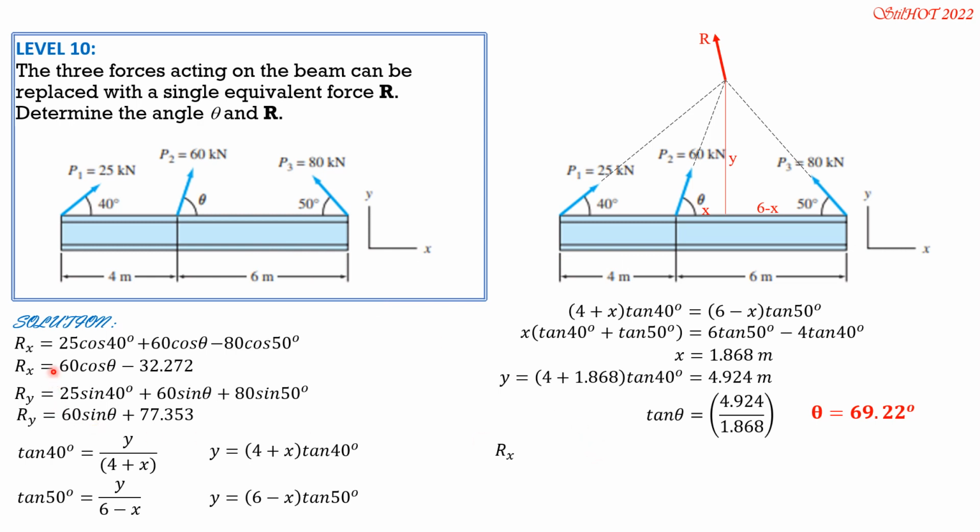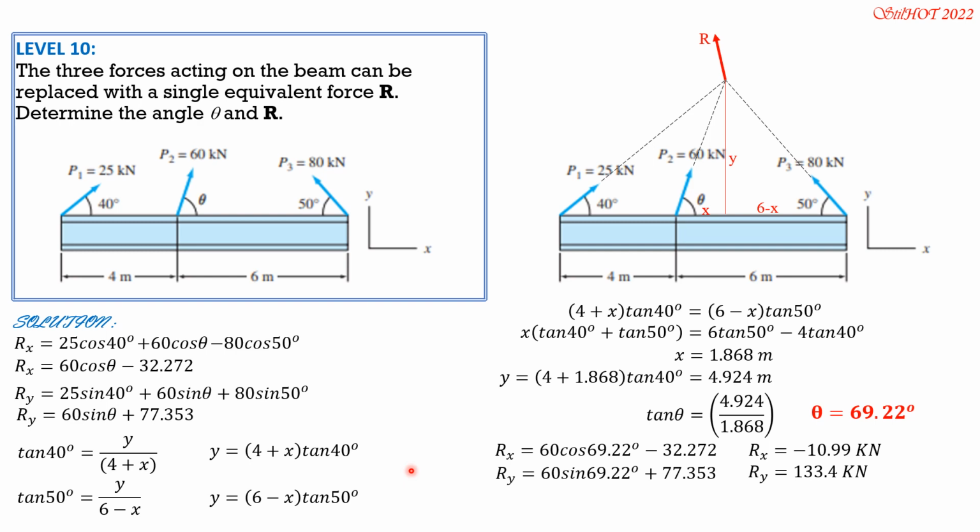Next is substitute here: Rx is 60 cosine of 69.22 minus 32.272. So Rx is negative 10.99 kilonewtons. Ry is 60 sine 69.22 plus 77.353. So Ry is 130.4 kilonewtons. Since we are required to determine R in vector form, let's express our answer in vector form so that there will be no issue. R is negative 10.99 i plus 133.4 j kilonewtons. So there's no issue because this is a vector.